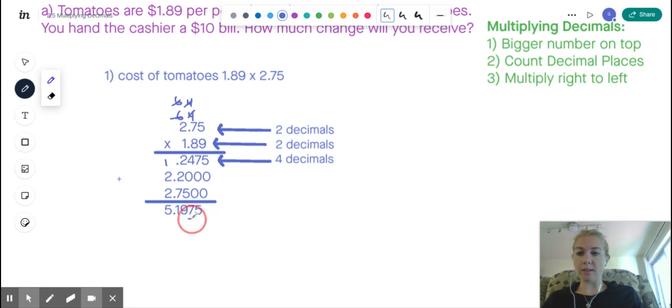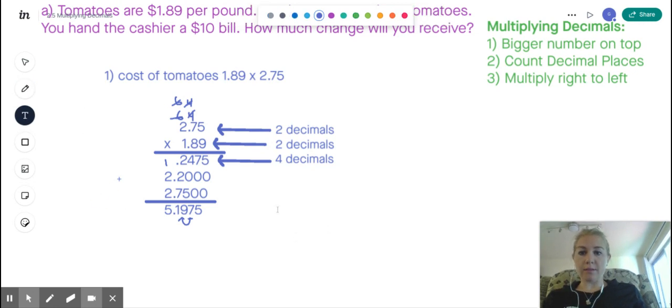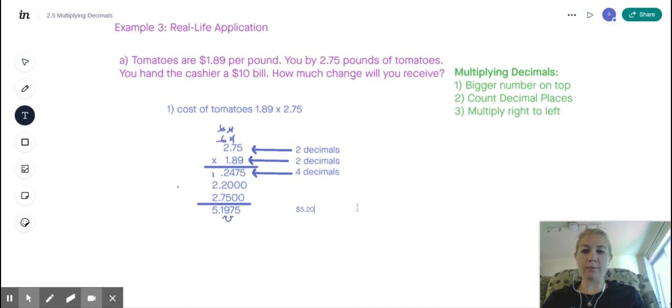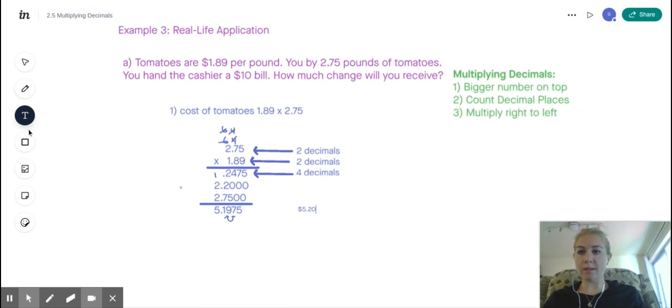But we need to do some rounding because we don't have any coins for this 7.5. So we're going to look at our 7, and I know that a 7 is 5 or above, so we're going to round up. That means this number 9 is going to round up, so our 9 turns into a 10. So our actual cost of tomatoes is $5.20.